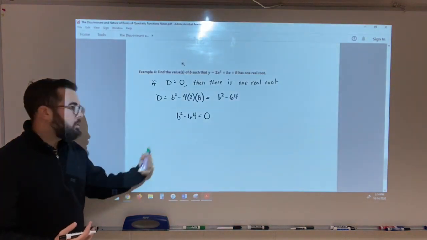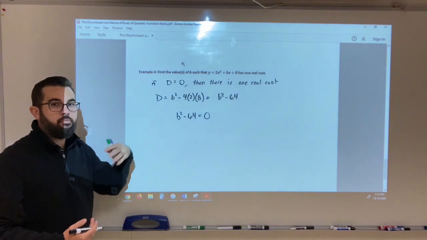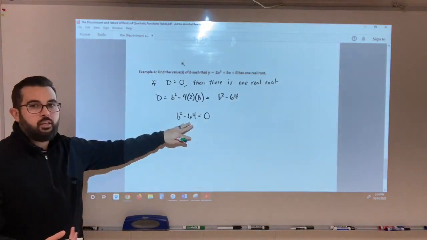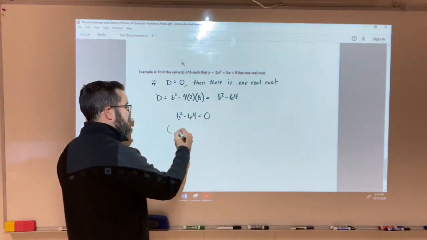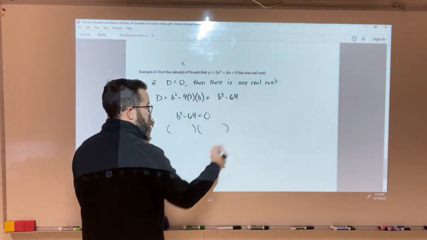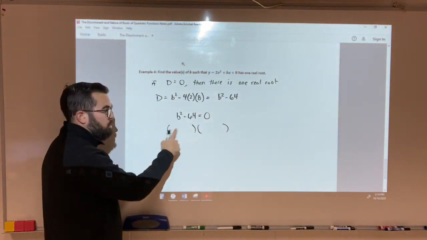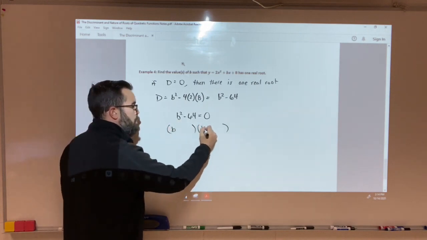Well, look here. This is a quadratic equation. It's a quadratic equation that we've previously seen. Okay, we're going to solve this using factoring. This is what's called a difference of squares. So to factor a difference of squares, the square root of your first term goes in both sets of parentheses. So the square root of b squared is b.